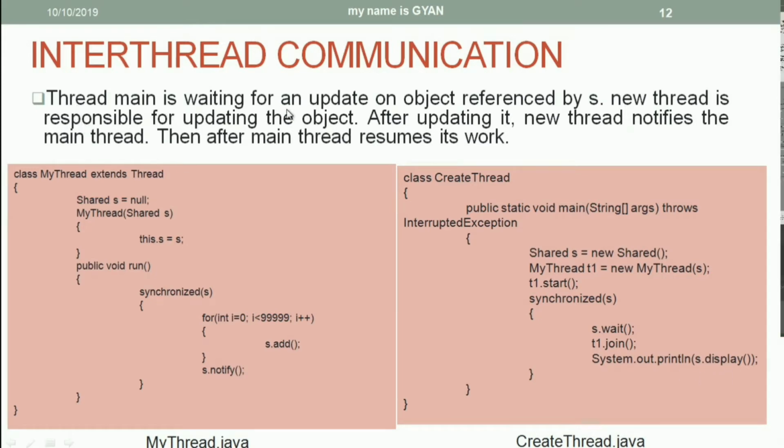So the thread main is waiting for an update on the object referenced by s. The new thread is responsible for updating the object. After updating it, the new thread notifies the main thread. Then after, the main thread resumes its work.